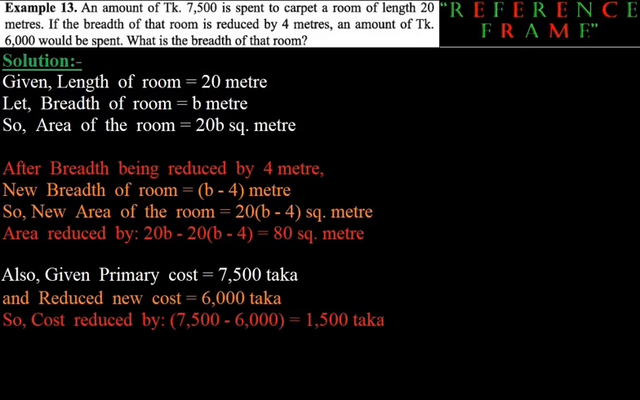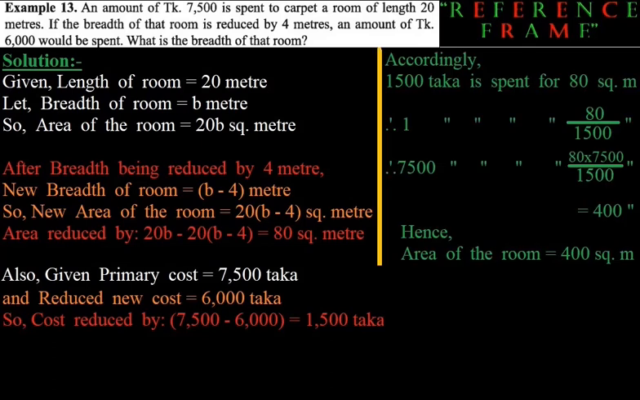So look here, as I mentioned from the very start for solving this problem, the primary cost is 7500 and the reduced cost is 6000. Therefore the total cost is reduced by 1500 taka, and the total reduced area is 80 square meter. That means 1500 taka is the cost for 80 square meter. I repeat, 1500 taka is the cost for 80 square meter.